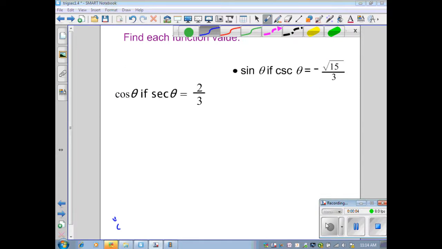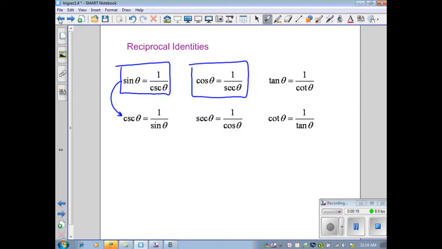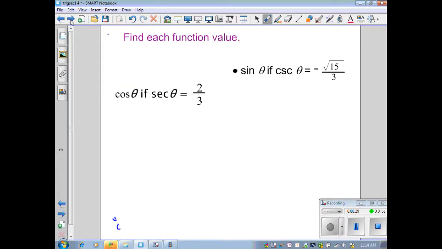In our first example, they want us to find each function value given the following. Our first one: if secant theta is equal to 2/3, they want us to find cosine theta. Let's look back at our previous diagram. We have cosine theta equal to 1 over secant theta. We know secant theta, and we're finding cosine theta, so that's the equation we want to use. Let's go back to the example and follow that procedure.